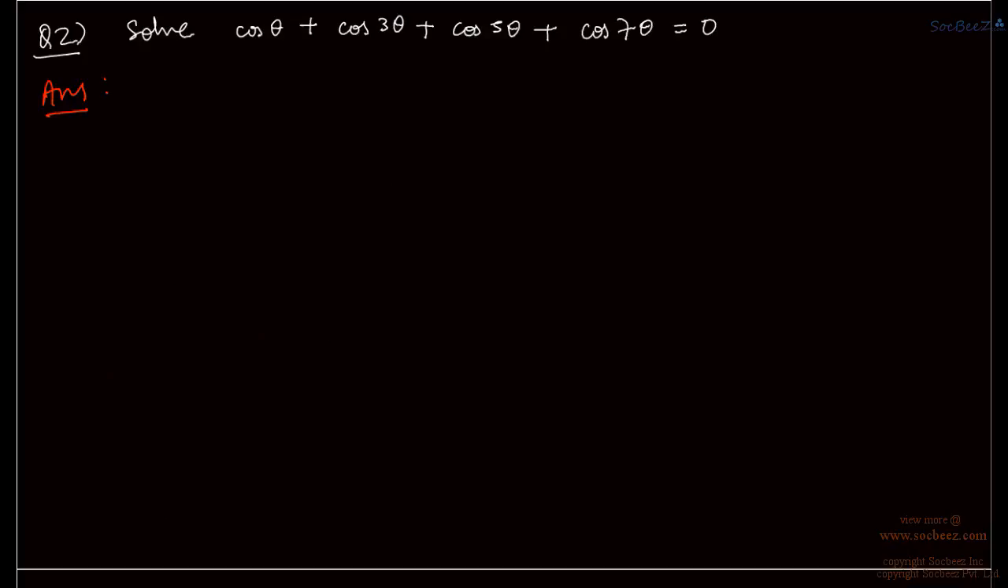Okay. So cos theta plus cos 3 theta plus cos 5 theta plus cos 7 theta equal to 0. Now for these kinds of questions, the addition and subtraction formulas are very important. I believe you all still remember all those formulas. Otherwise, you can just look them up while doing these questions. So what we will do here is combine cos theta and cos 7 theta. Why? Because you'll see why.